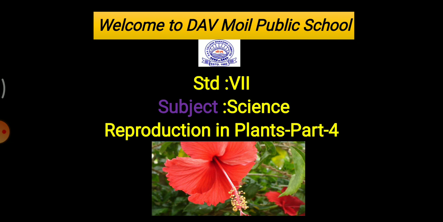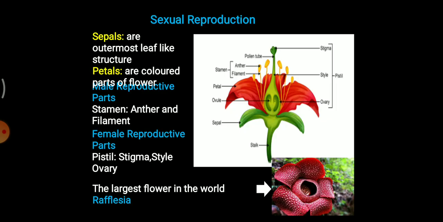Now, let's continue with the concept of reproduction in plants. As you can see, this is the part of a plant which consists of both male and female reproductive parts. So, let's begin. Previously, we have studied asexual methods of reproduction, where only different parts of a plant take part in producing a new plant. Here we will see the sexual method of reproduction.